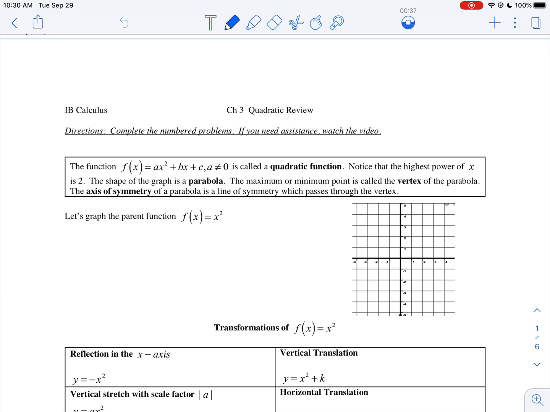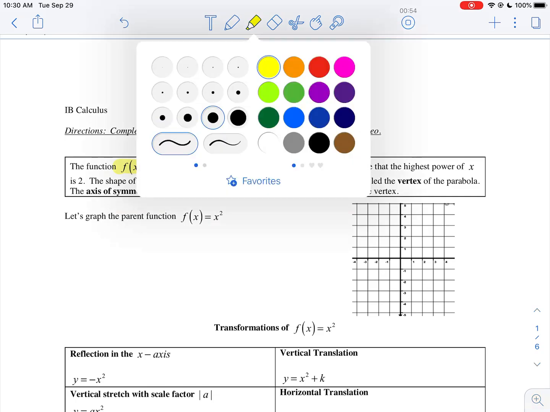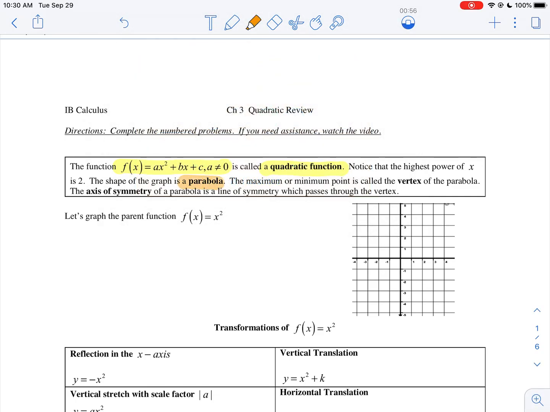All right, so a function f of x equals ax squared plus bx plus c, where a does not equal 0, is called a quadratic function. Okay, so it does have to have an x squared. The shape is a parabola, it's a U shape.